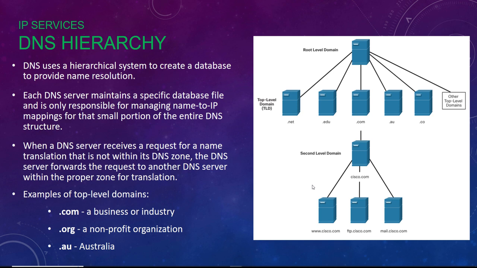So we have this DNS hierarchy structure, from the root level, to the top level, to the second level domain. The top levels are .net, .edu, .com, .au, .co, .uk, and so on. So these are top levels, and then we have the second level. It can be maybe Cisco.com. So it keeps a record in this hierarchical structure. It uses this hierarchical structure to create a kind of database to provide name resolution.